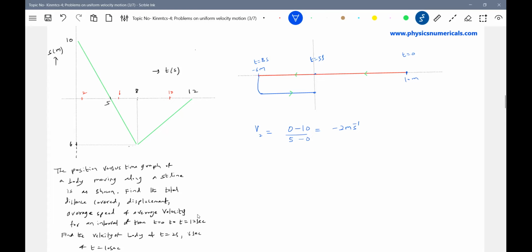So I'll write it here. For 0 to 5 seconds, it will move with a constant speed. Here the slope is constant, uniform velocity motion. Next again, 5 to 8 seconds. After 5 seconds, at 5 seconds, it will be at origin. Then it will start moving again towards left.